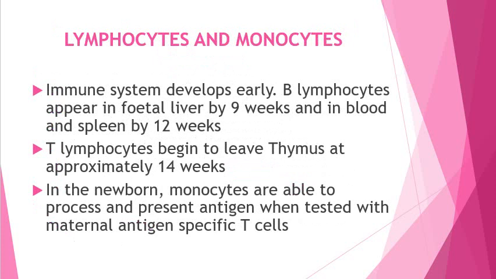So, the role of lymphocytes and monocytes. The immune system as such develops early in the fetus. B lymphocytes appear in the fetal liver by 9 weeks and in blood and spleen by 12 weeks. T lymphocytes begin to leave the thymus at approximately 14 weeks of gestation. In the newborn, monocytes are able to process and present antigen when tested with maternal antigen-specific T cells. Despite this, the newborn usually responds poorly to immunization.